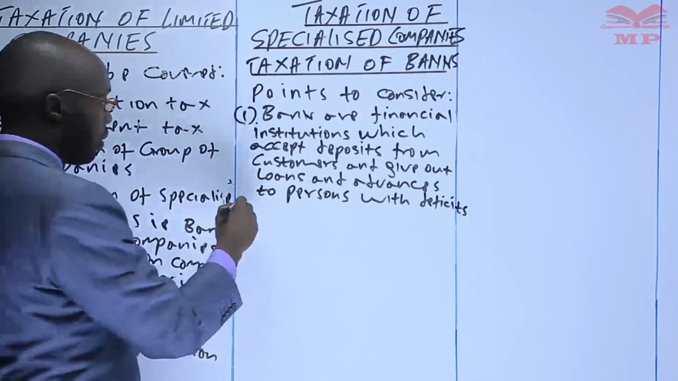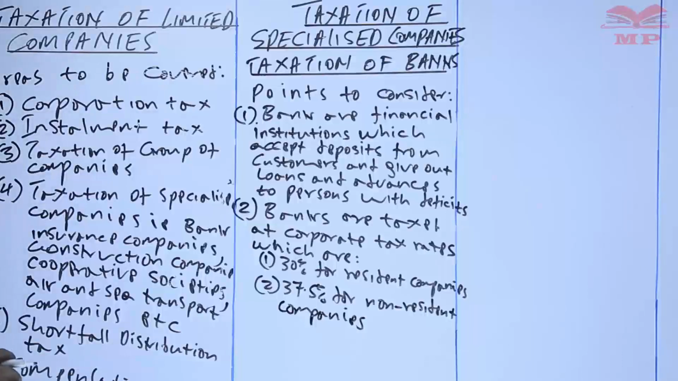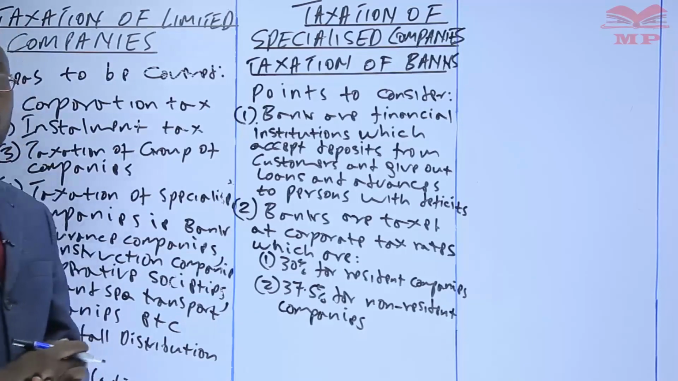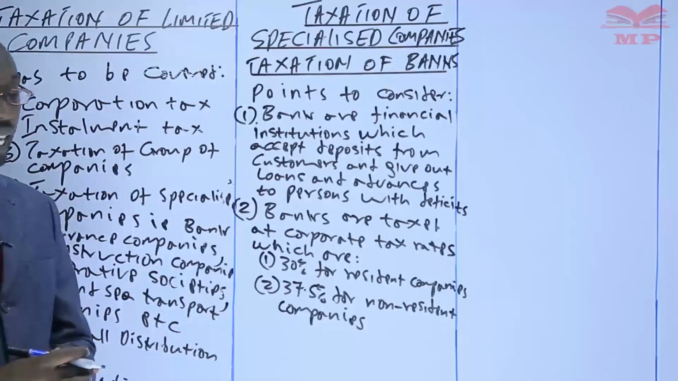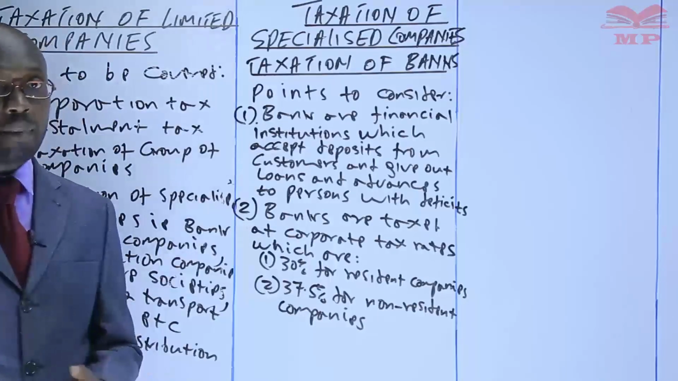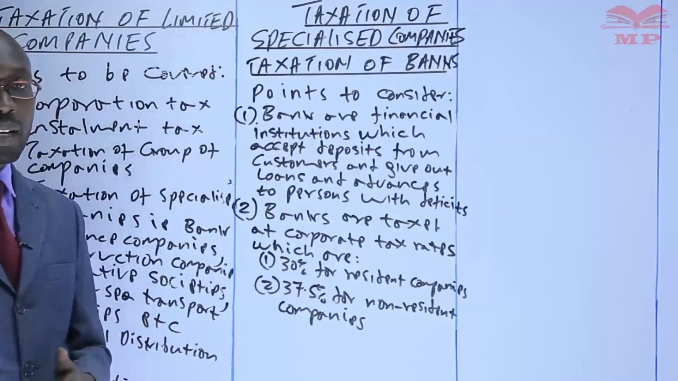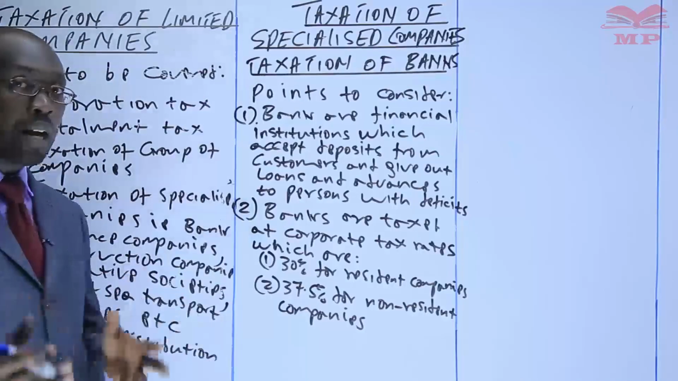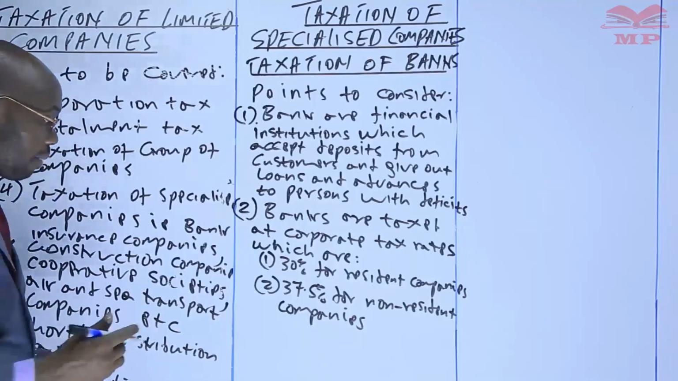Now, point number 2 that we need to know is that banks are usually taxed at the corporate tax rates. That's the reason why we are looking at them under specialized companies. They are companies themselves, only that they specialize in banking activities. They are taxed at the corporate tax rate of 30% if they are resident banks, and if it is a non-resident bank, then it is 7.5%. So these rates are applied on what? They are applied on taxable income. So we have point number 3 to note.